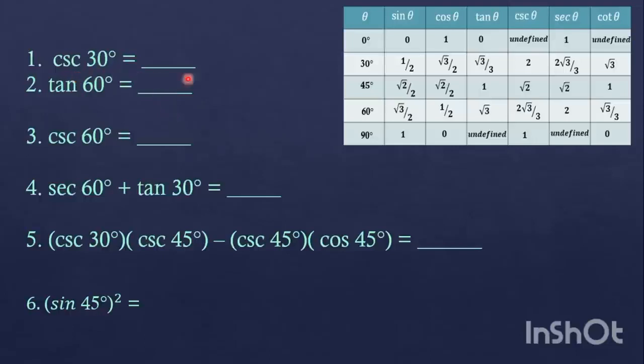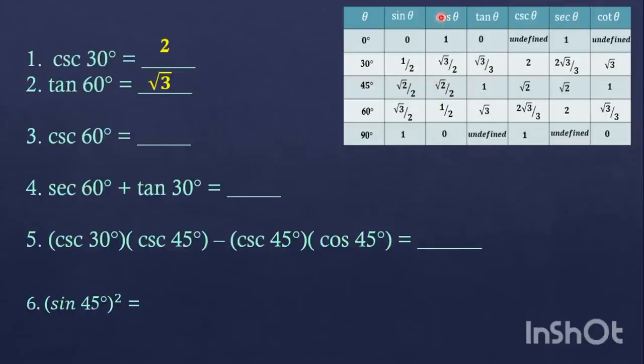So, cosecant 30 degrees. So, sabi ko nga, kung memorize nyo itong table, cosecant 30 degrees is what? 2. So, that is 2. Tangent 60 degrees, ito po yung tangent 60 degrees natin, square root of 3. Makukuha na po natin yung sides. Okay? So, these are the measures of your sides.